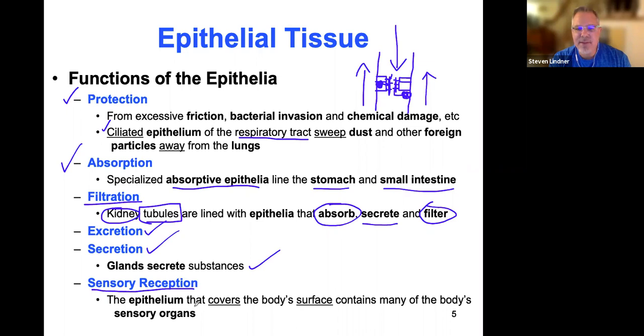So we have epithelium that covers the body surface like the skin, and within the skin we have sensory organs that give you information about, hey, maybe there's an insect that's crawling on you or a mosquito that's on you. It allows you to tell the difference between light touch and deep touch.